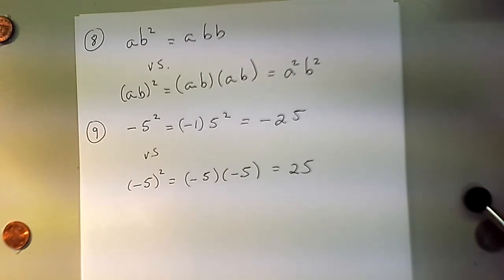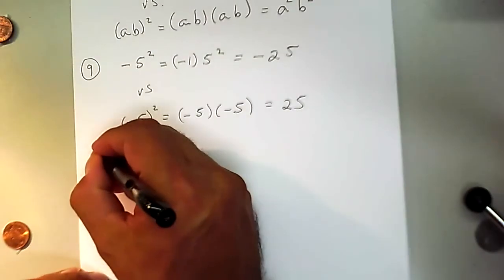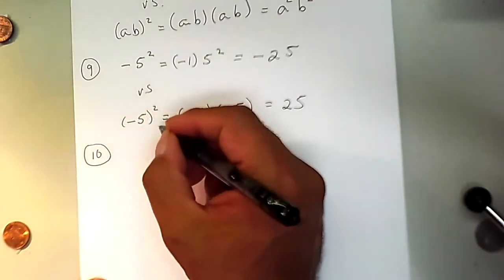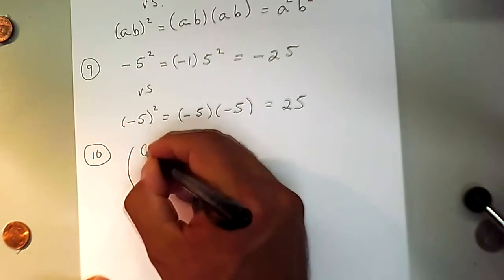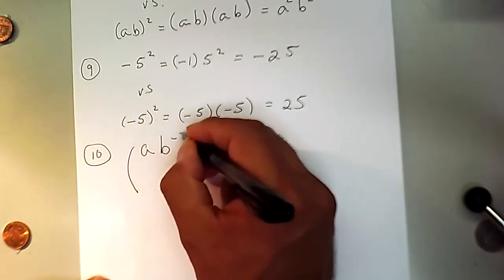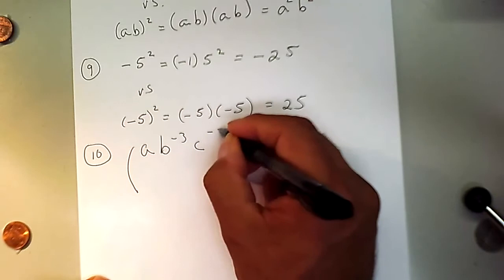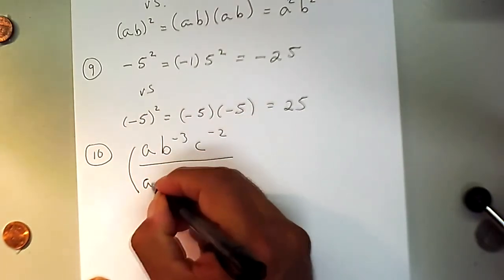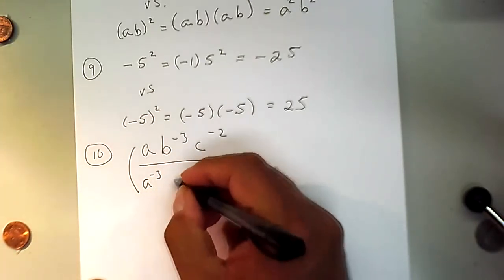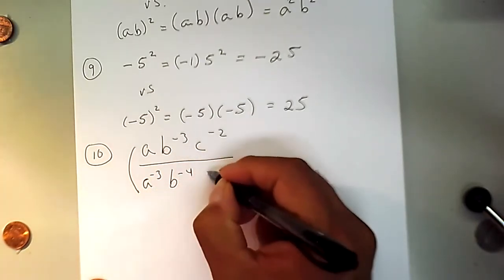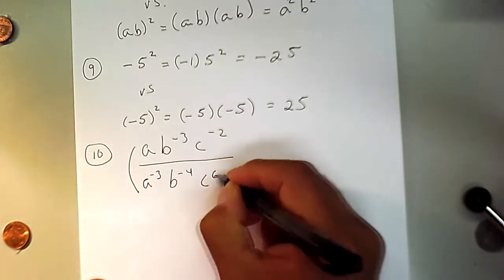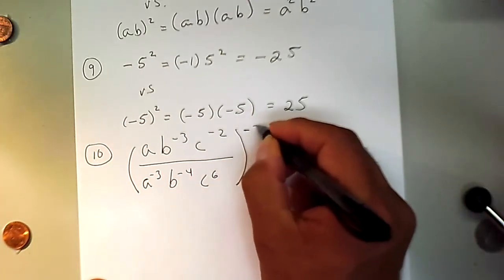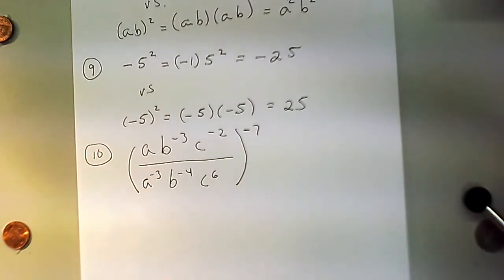Let's do some problems that are a little more complicated, where we have to simplify. Let's say you have a, b to the negative 3, c to the negative 2, over a to the negative 3, b to the negative 4, c to the positive 6, all of that to the negative 7. Boy, that's a big problem.